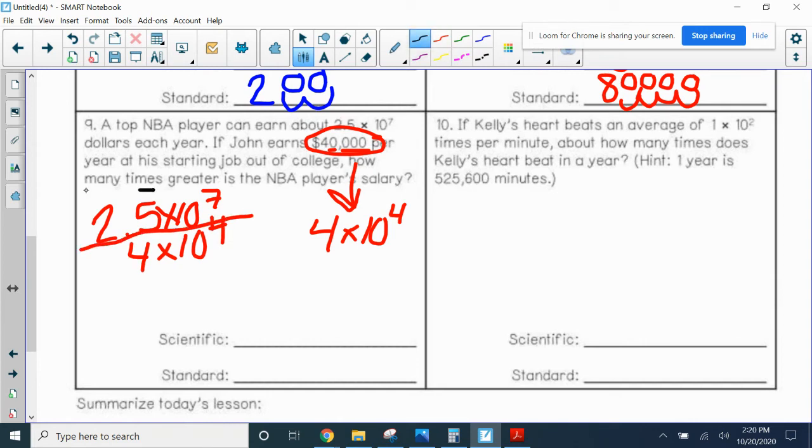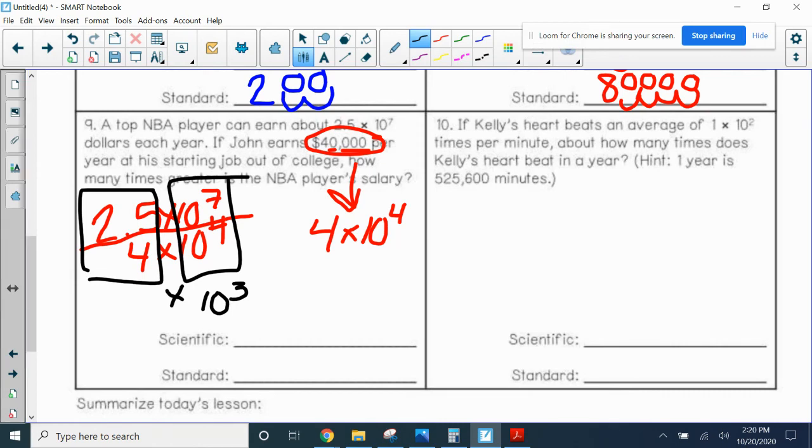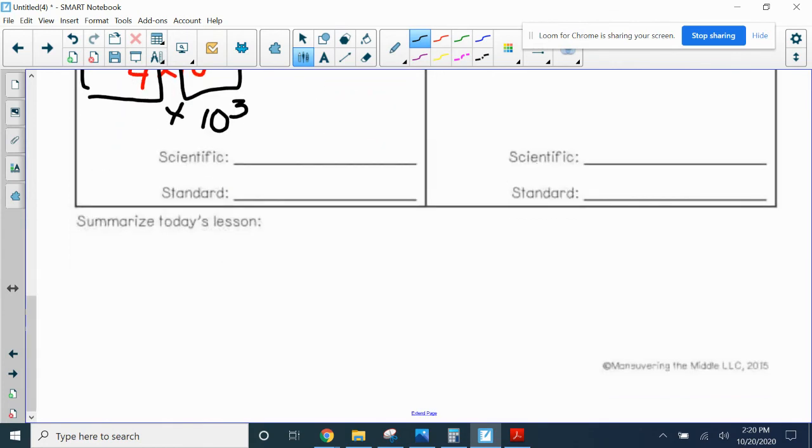Box up our decimals. Box up our tens. So keep our times, keep our base, subtract our exponent. 7 minus 4 is 3. And then we're going to divide 2.5 by 4. So 2.5, since it's our top dog, goes in the house, divided by 4.